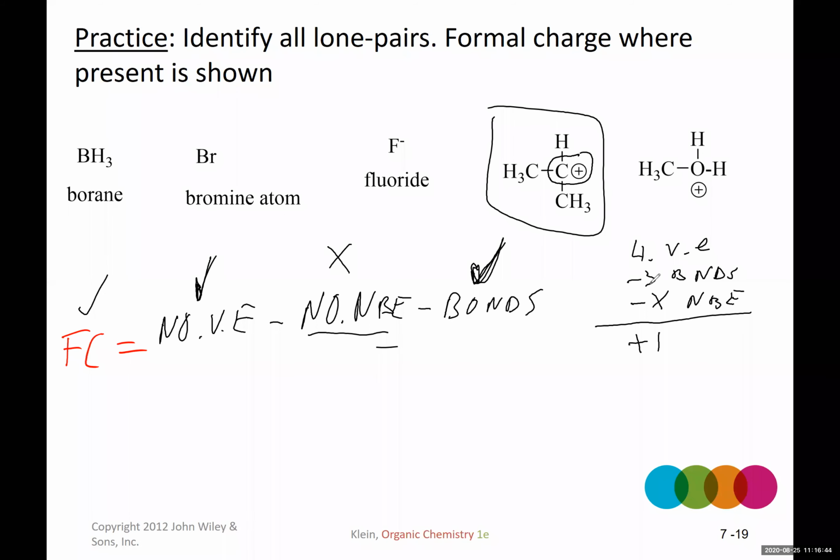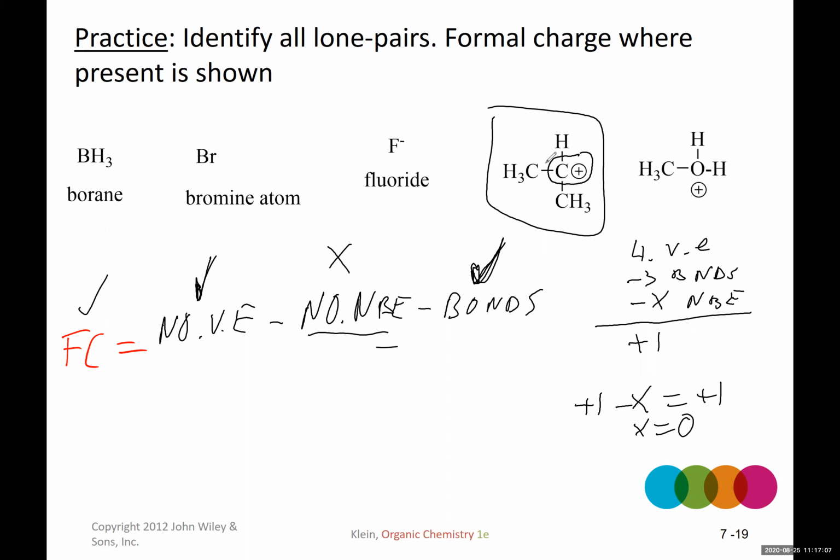We have 4 minus 3 is +1, minus X is equal to +1. So you see X is 0. Right? So that positive carbon does not have any non-bonded electrons. It just has 3 bonds.